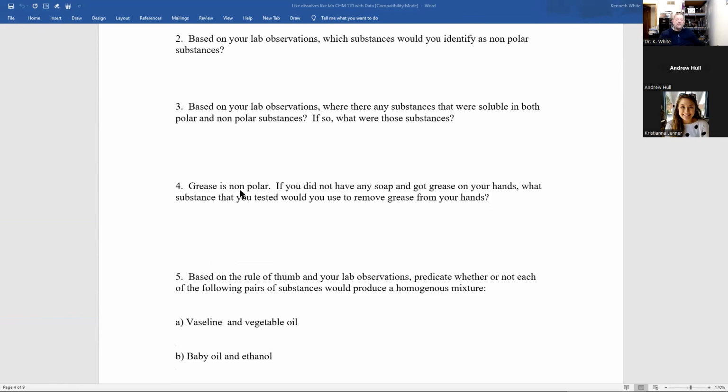All right. Grease is non-polar. If you don't have any soap and you got grease on your hands, what substance that you tested would you use to remove the grease? And you don't want your hands to be yucky after you try to get the grease off. You want them nice and clean. So remember that for number 4. A lot of students pick things that after you use it, guess what? Your hands are still yucky or dirty. So to get the grease off, you need to pick something that will actually clean your hands.